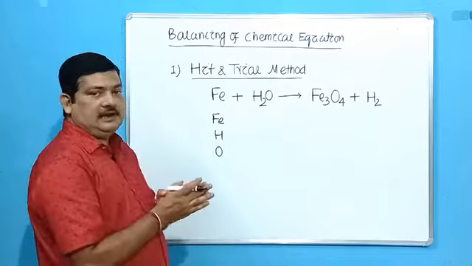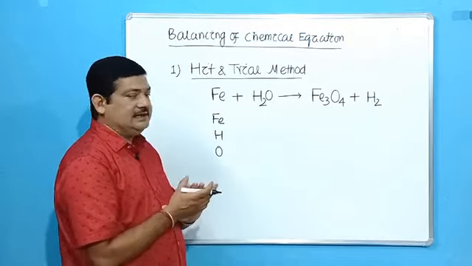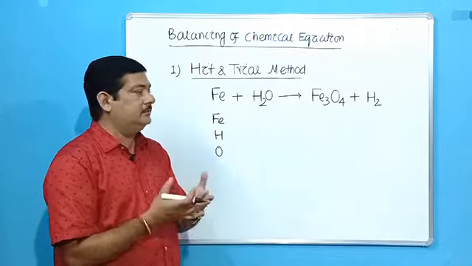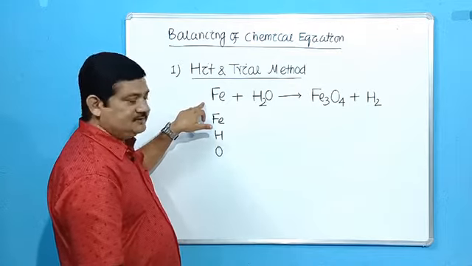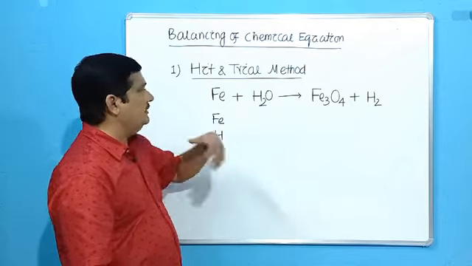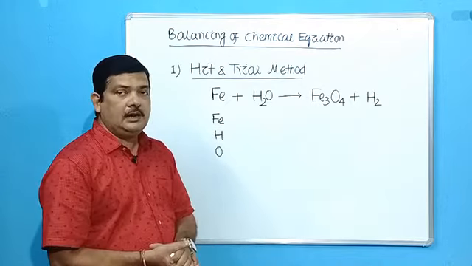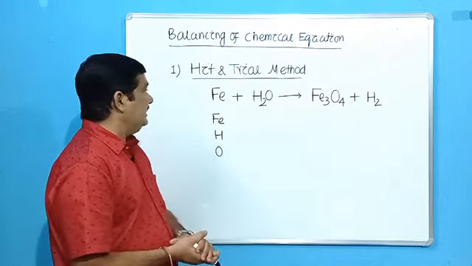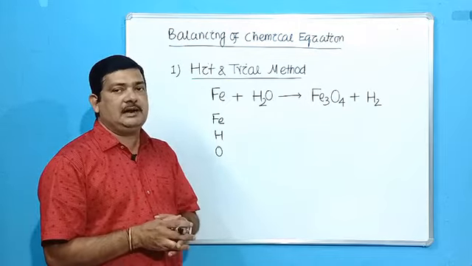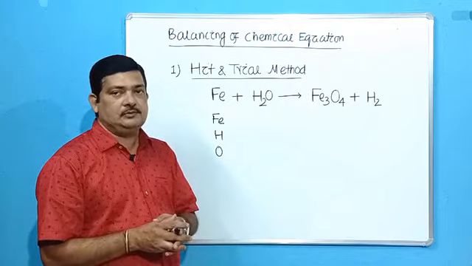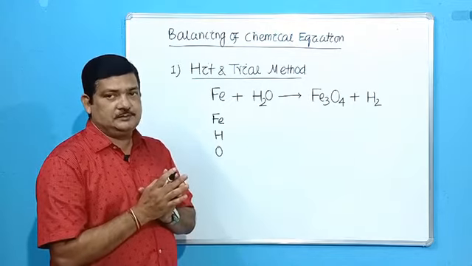Okay. So this is the assignment for you to balance it and send it to me through WhatsApp. So you have to balance iron first. Then go for hydrogen. Then at the last you have to go for oxygen. So this is all about hit and trial method. And I will be giving you more assignments which you can balance by hit and trial method. Okay. Next we will go to partial equation method.